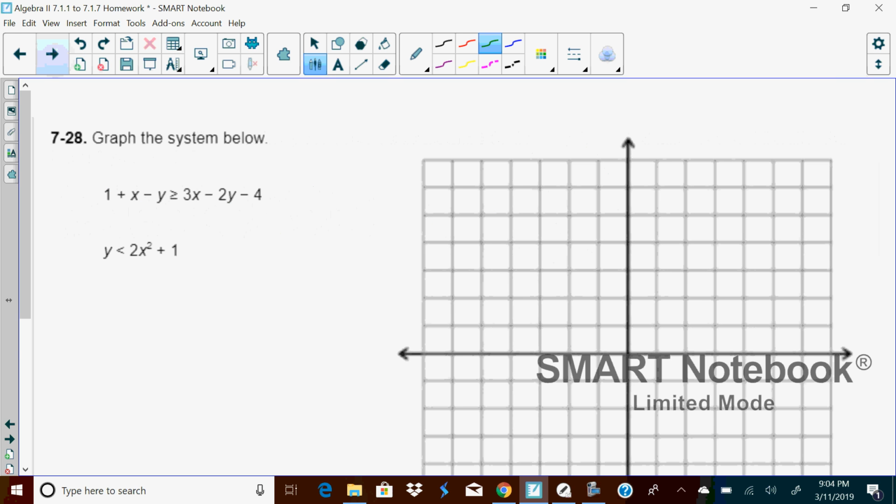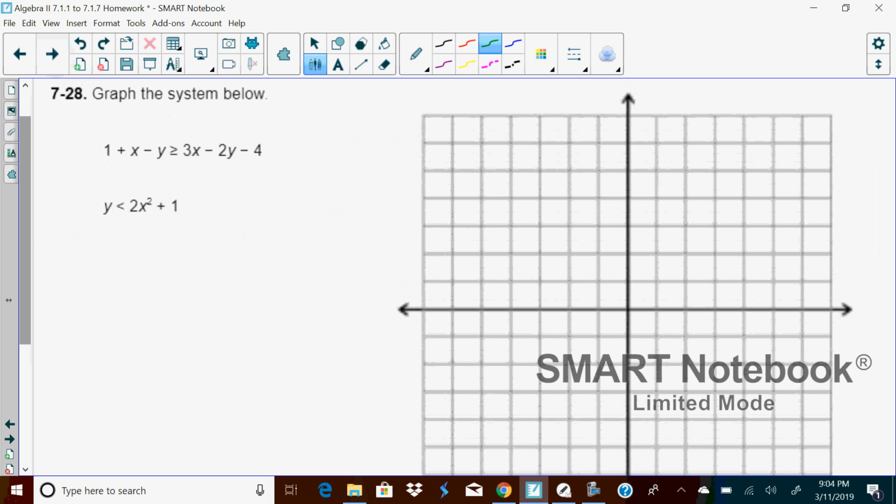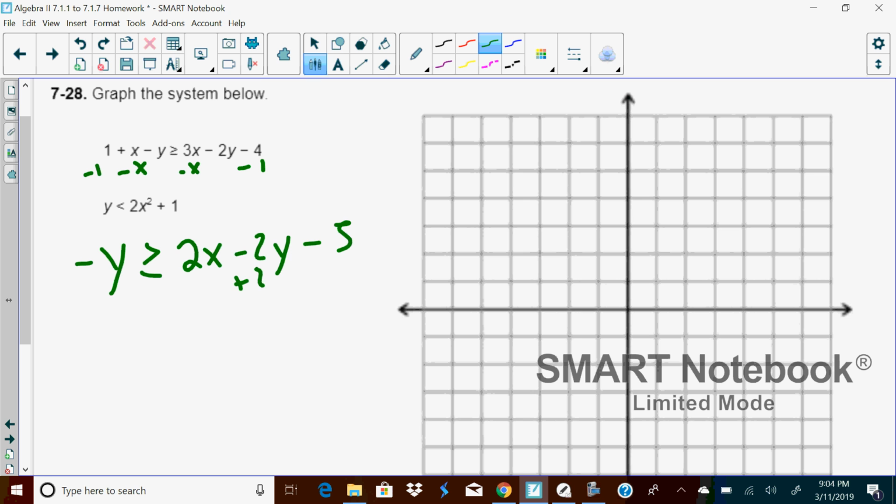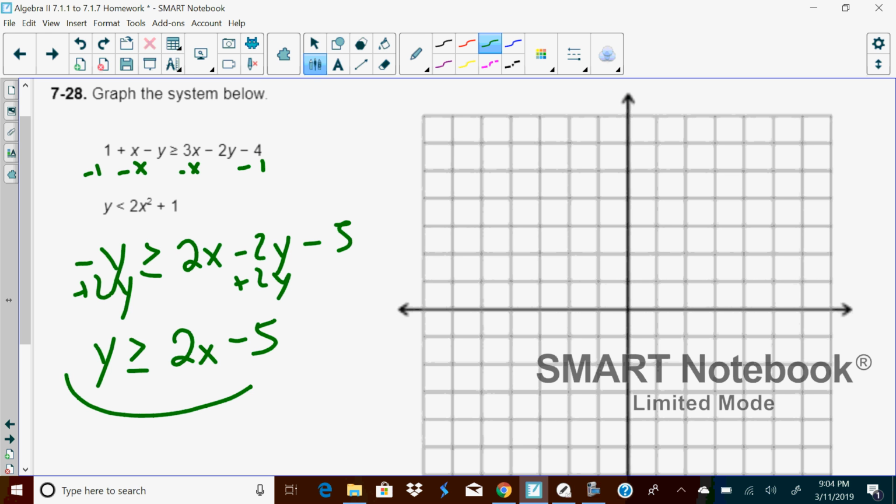Problem 28. Graph the system. So in order to graph the system, first I want to change the first equation into y equals. So I'm going to subtract x and 1 from both sides. So I get negative y is greater than or equal to 2x minus 2y minus 5. Then I add 2y to both sides, which is going to be y. So y is greater than or equal to 2x minus 5. So I have 2 equations to graph, this one and this one.